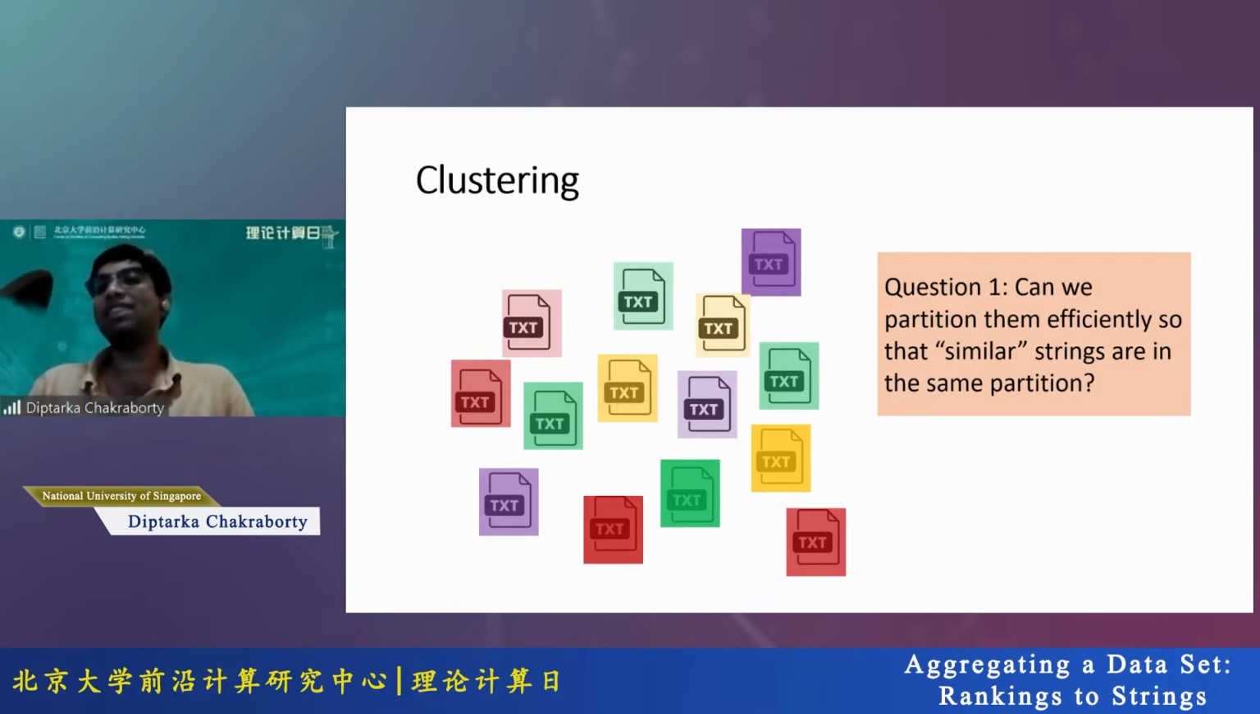So can we partition them efficiently so that similar strings are in the same partition? And here, you can recall, by similar I mean similar with respect to edit distance, because the noise that was inserted during this retrieval was edit noise. So that's why we have to consider the edit distance while clustering.